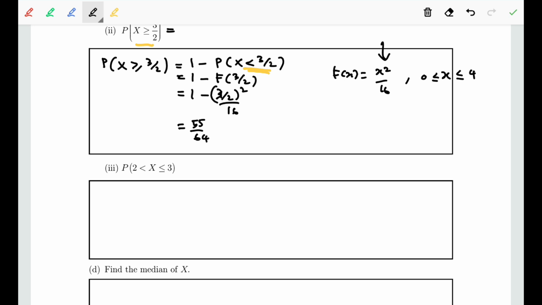This question asks to find P(X greater than 2 and less than or equal to 3). So this is in between two values, so you can right away write down F of 3 minus F of 2.